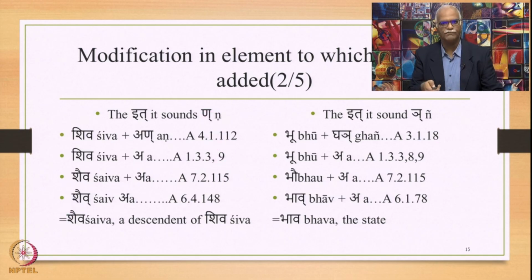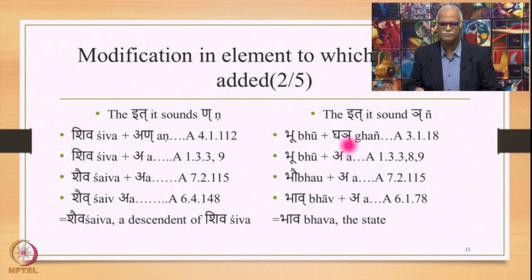Similarly, if we have to derive the word Bhava, meaning the state, we take the verbal root bhu and add the suffix ghañ to it by 3.1.18. Then of course in this ghañ, the initial gh is termed it by 1.3.8, ñ is termed it by 1.3.3, and then both of them are deleted by 1.3.9. So now we get the suffix a over here, bhu plus a.